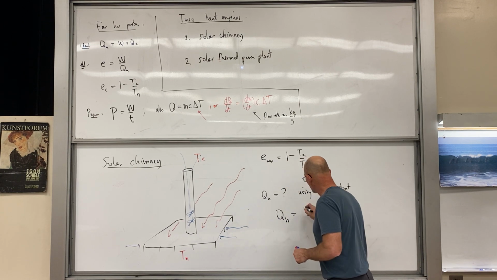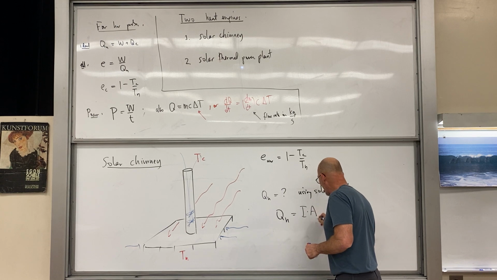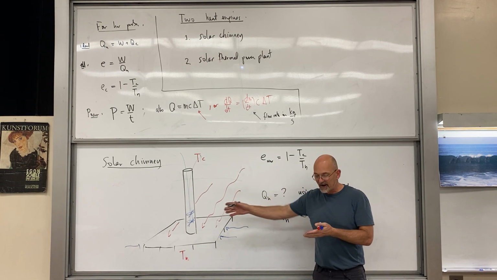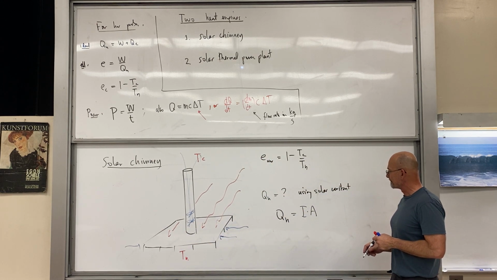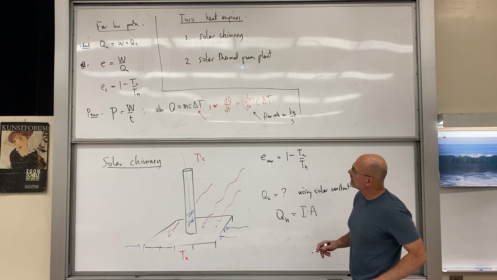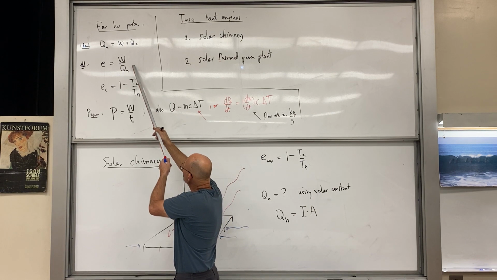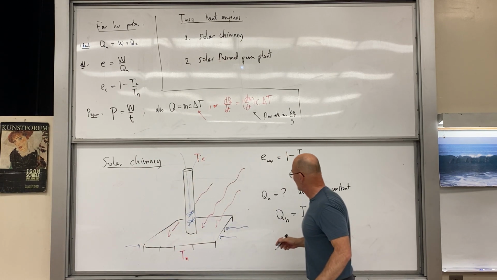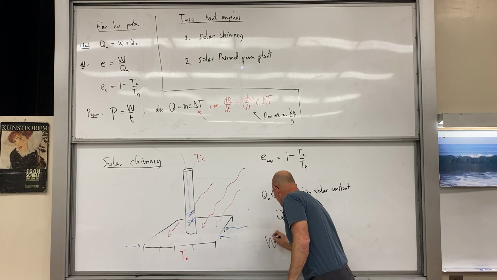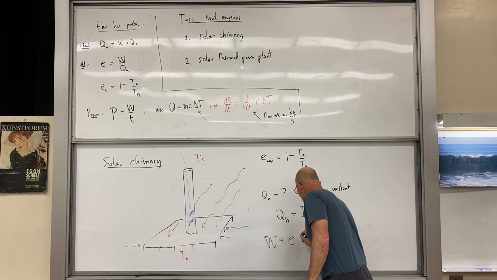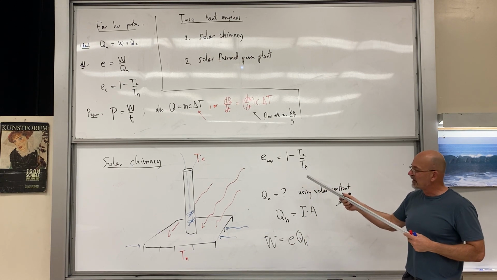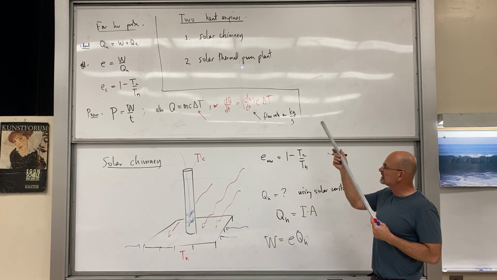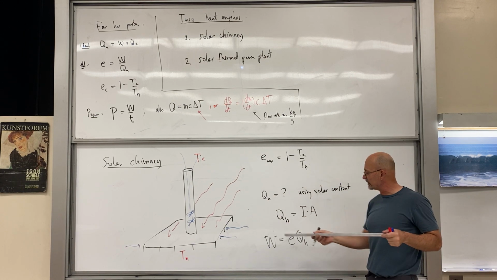QH would be equal to I times A, where A would be the total surface area in square meters. And then let's see what we would have here. W would be E times QH. So this would be the power that you get out, would be E times QH. So right here with these parameters, you have the absolute maximum that can conceivably be obtained from this.